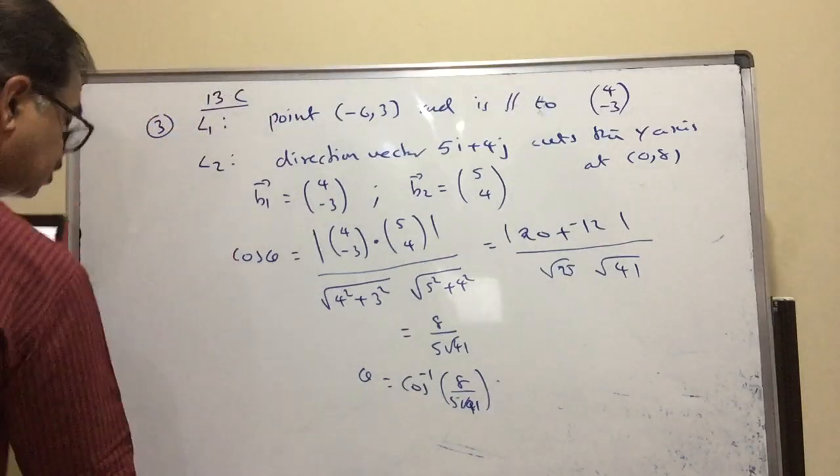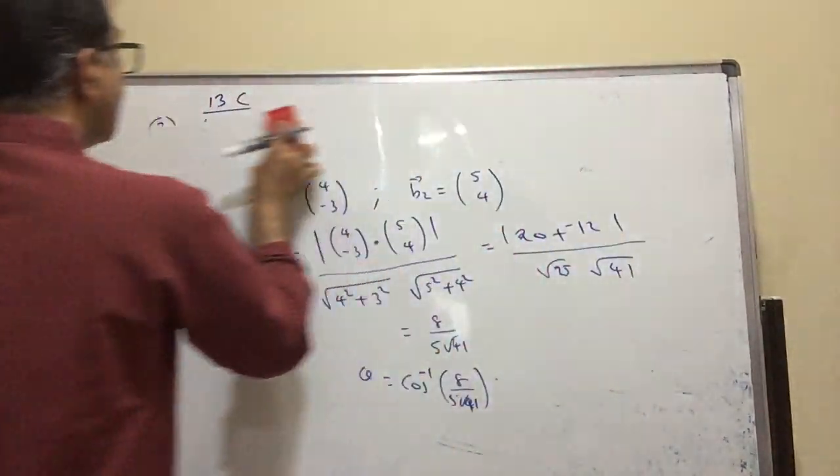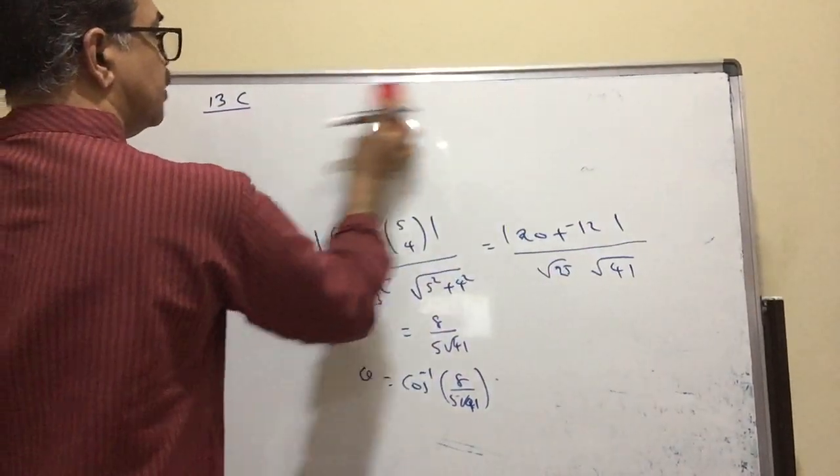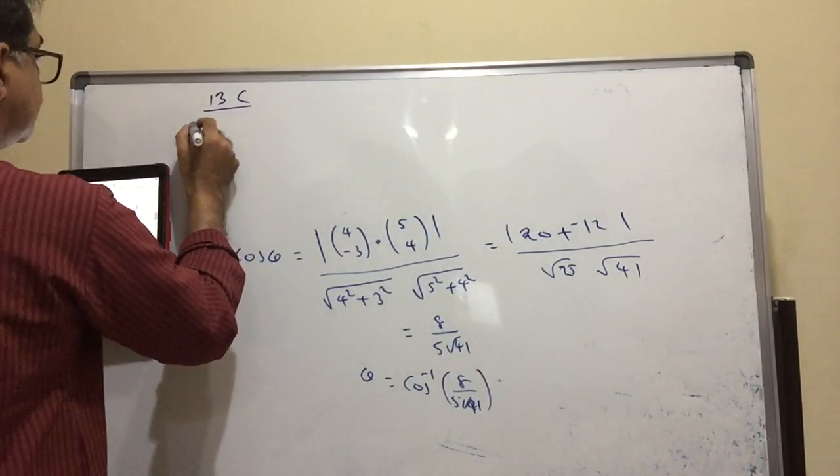Another question. This is question number 4. Question number 4 from the same exercise. And here what they say is, find the angle between the two lines. This is question number 4.